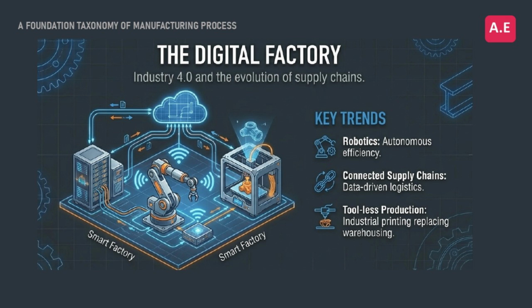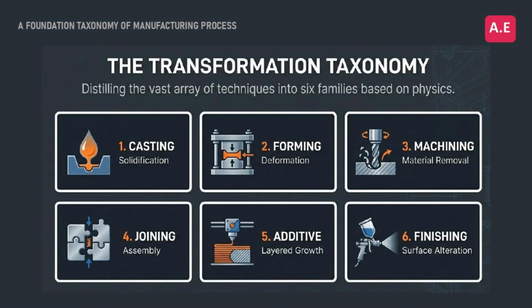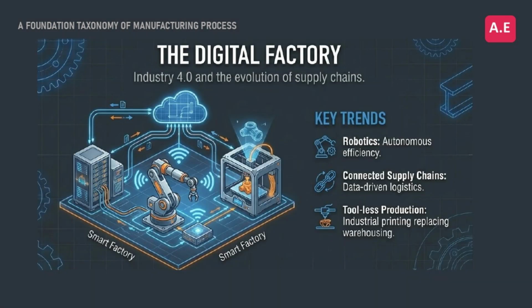Which brings us back to where we started. By understanding these 6 families, casting, forming, machining, joining, additive, and finishing, we gain the confidence to see the world not just as a collection of objects, but as a landscape of possibilities. We gain the ability to select, to plan, and to create. It's the fundamental engine of our civilization, and now you have the map to its architecture.